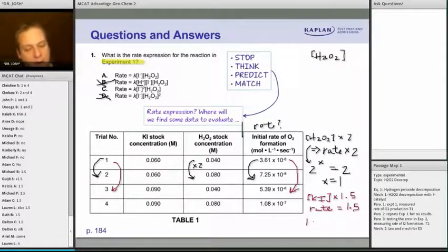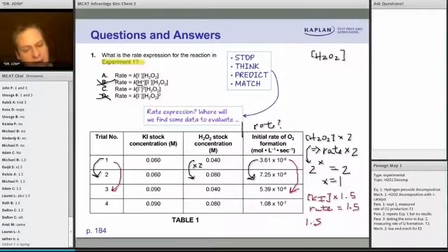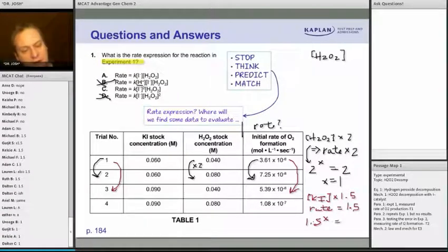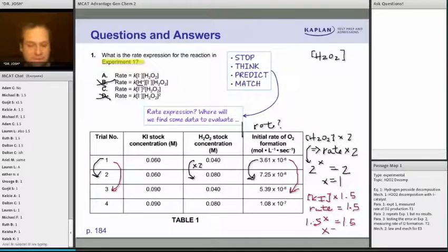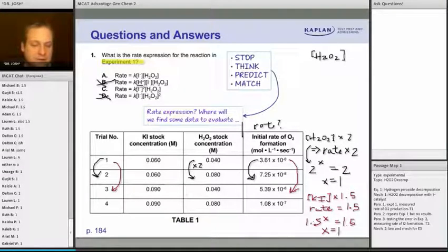So what is our exponent then that relates 1.5, the change in the iodide, to 1.5, the change in the rate? And notice this exponent again is going to be 1. So there's our rate law. We know it's first order with respect to the iodide. It's first order with respect to H2O2. And when it comes to a rate law, there's always a K. So now we've got a prediction. We can match that nicely to answer choice A.